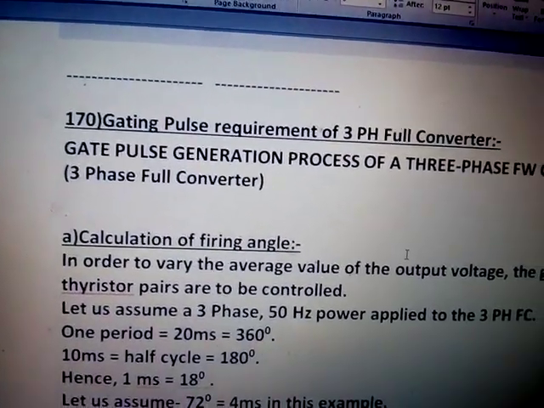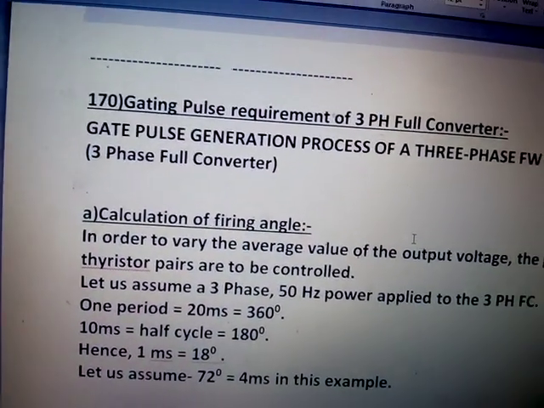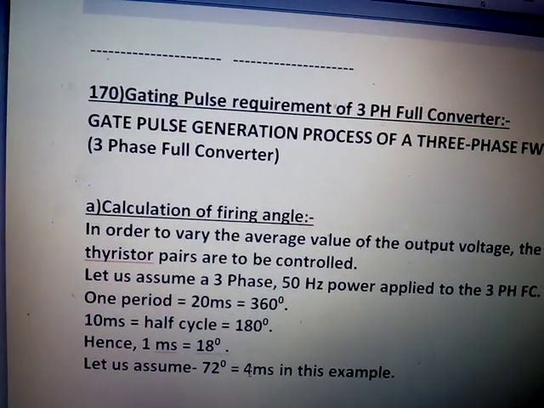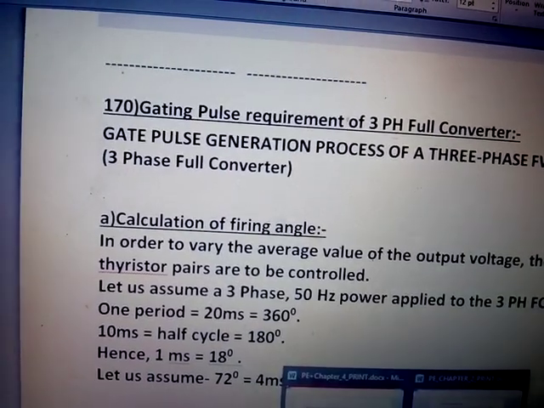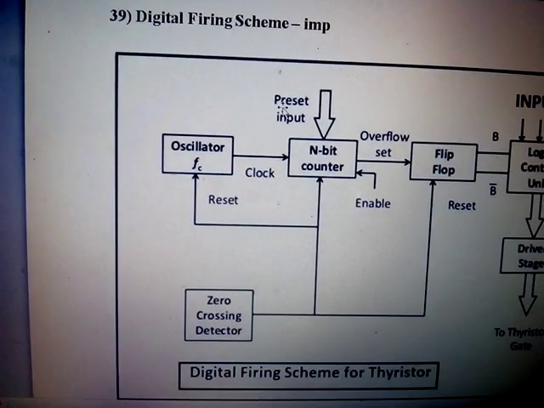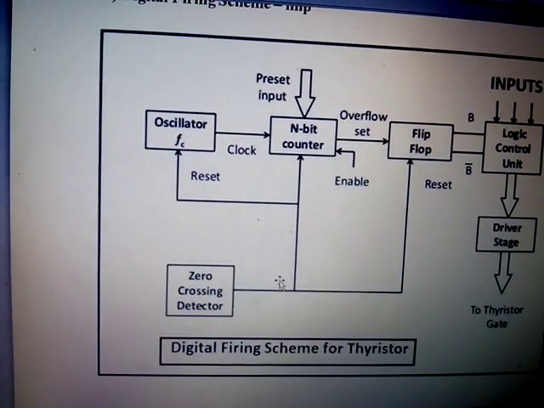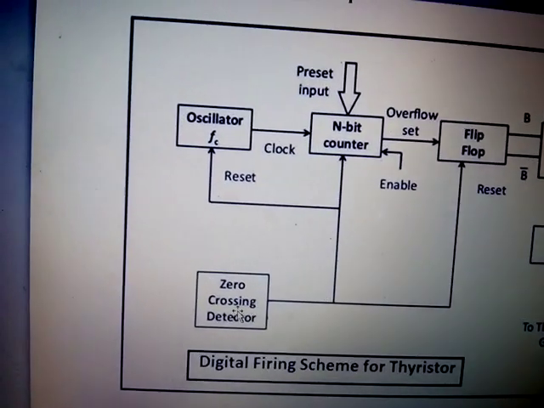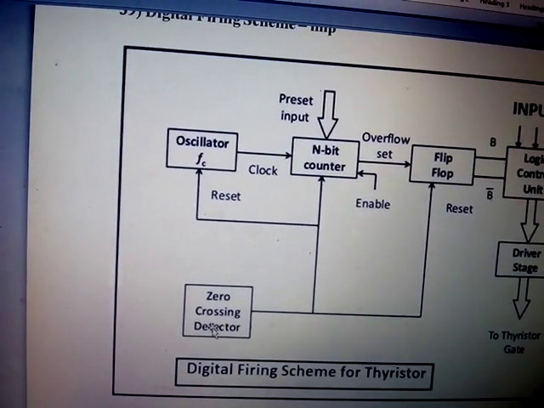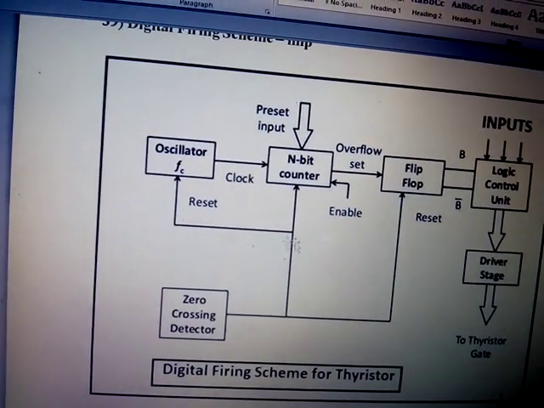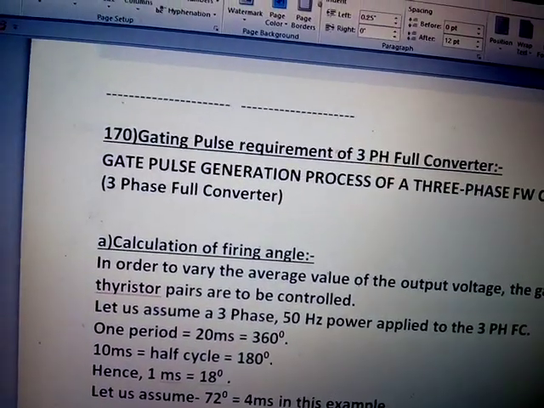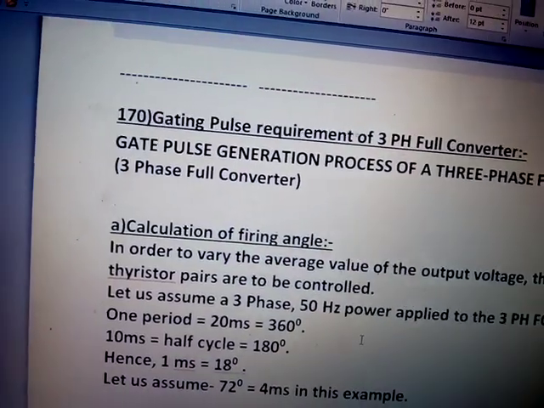Gating pulse requirement for three-phase full converter. This is similar to what we had studied in chapter 2, digital firing scheme. There, to know the starting point, we had used ZCD, and then we had calculated the alpha using the logic. Here we have to use a comparator, but not as ZCD.